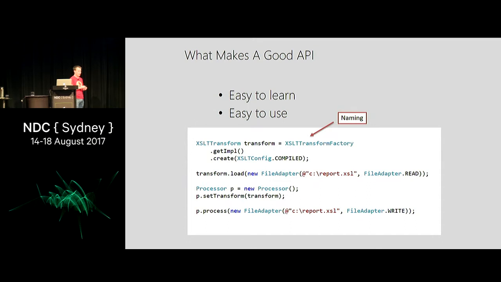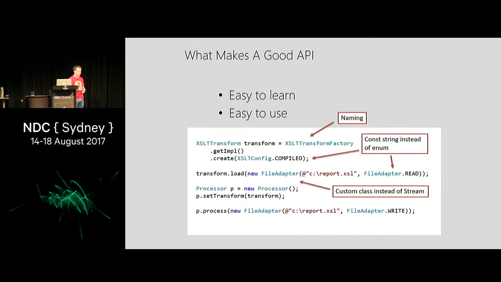The naming followed Java's naming standards. It used constant strings instead of enumerations. Java supports enumerations now, but back when they ported this library, it didn't. So I needed to look up what these strings were, where to find them. They had copied this custom file adapter way of working with files rather than reuse the .NET Stream way of doing it, so I needed to learn about that.